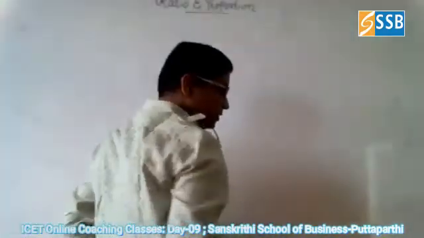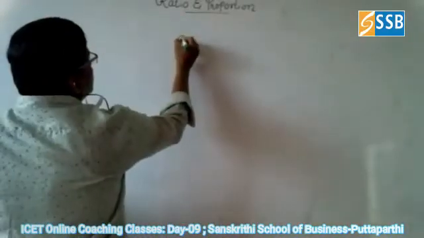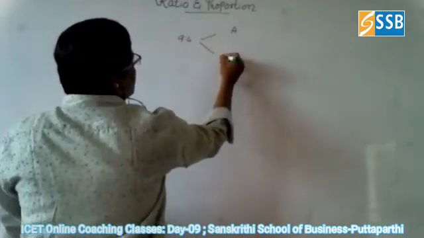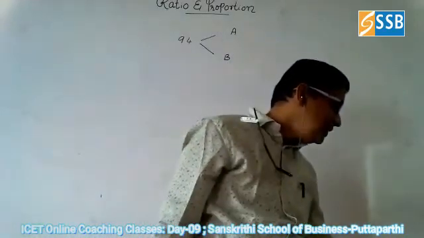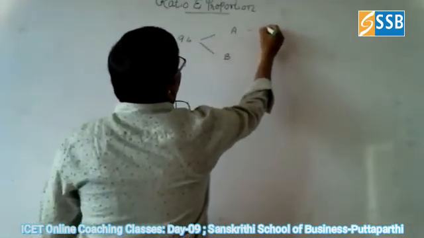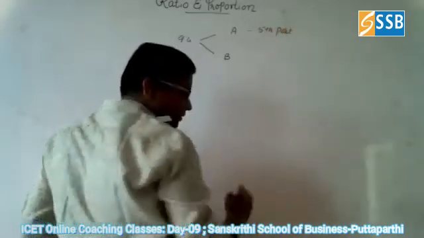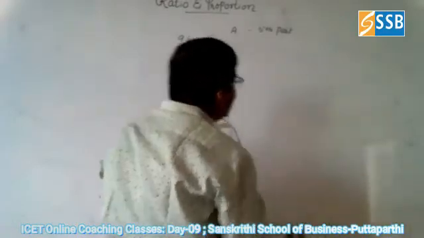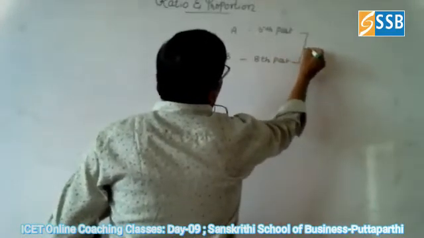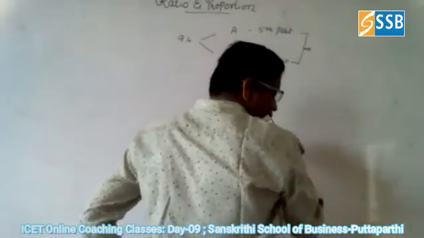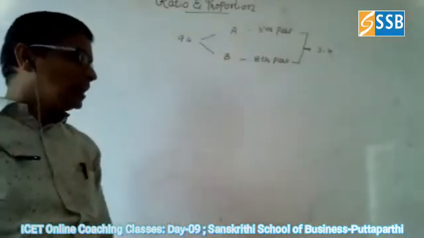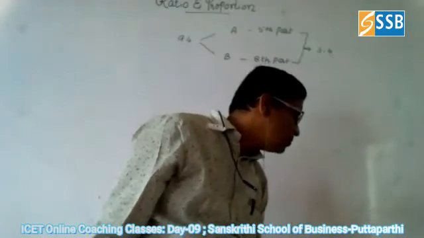Understand the question properly. 94 is divided into 2 parts in such a way that the fifth part of the first and the eighth part of the second are in the ratio 3:4. Then find the first part.